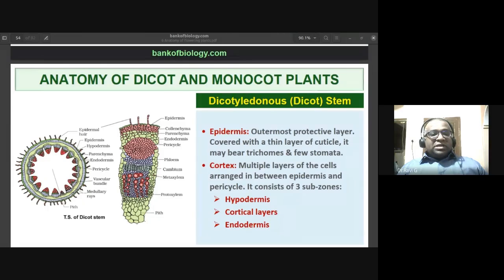So what you notice here is the outermost layer is the epidermal hair. The outermost layer in this ground plan of a dicotyledonous stem is the epidermal hair, which arises from the epidermis. Epidermis has cuticle on it. Below the epidermis is the hypodermis, which is made up of collenchymatous cells.